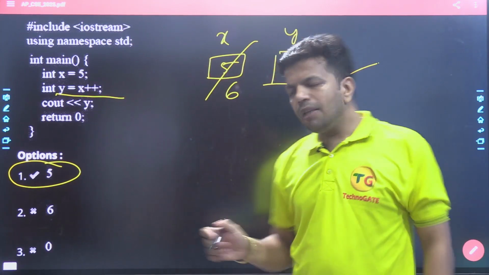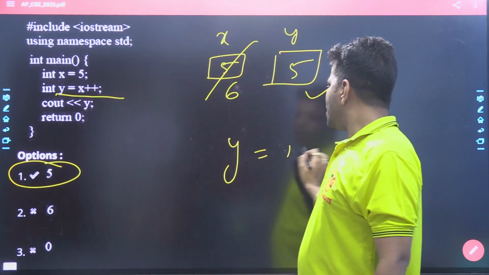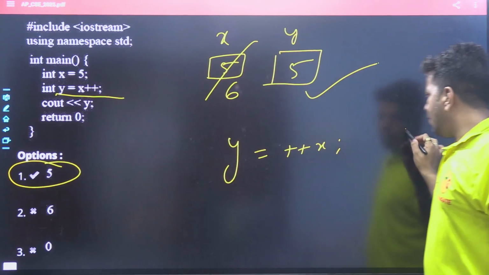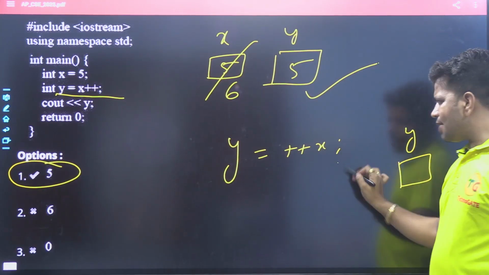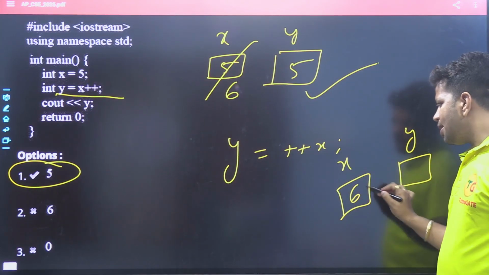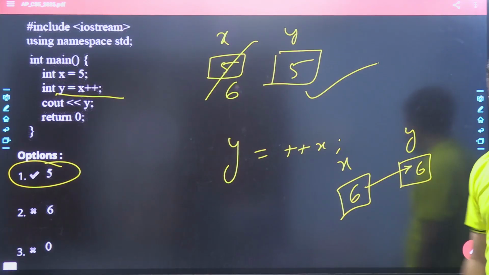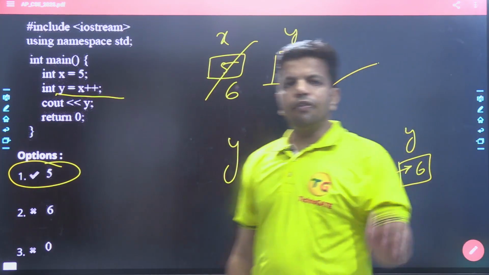In post, in place of this, if they write y equals plus plus x, this is pre-increment. In that case, first of all the value of x is going to increase, meaning it becomes 6, and then we copy that data. Got it? That is the difference.